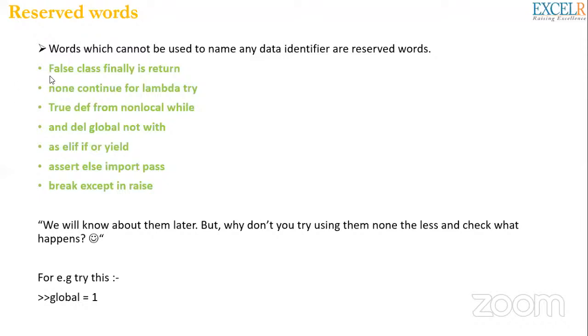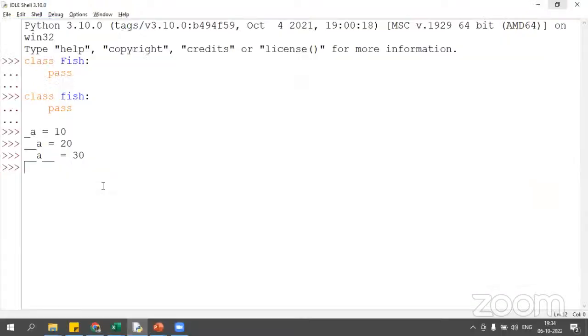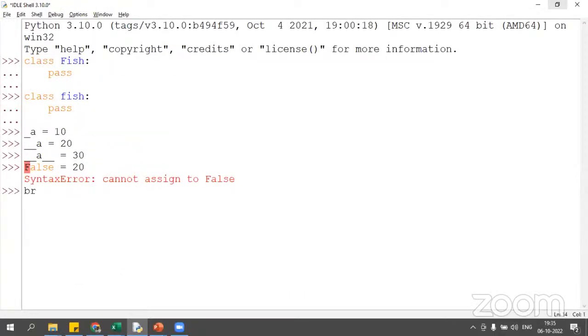These are the names. Now I want you to have a quick look at this: False, class, finally, is, return. And remember, these reserved keywords are something you will start using as you start programming. These are Python-defined names. You can't name anything with them. I can't use the reserved keyword False and say it is 20. It will say cannot assign to False. Or I can't say break equals 1. So I get an error.